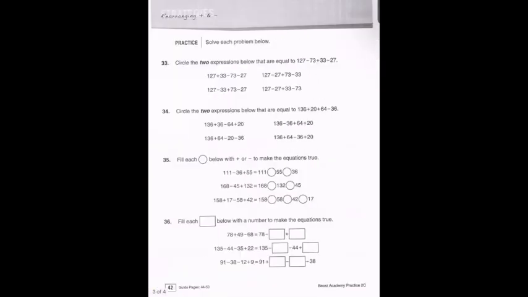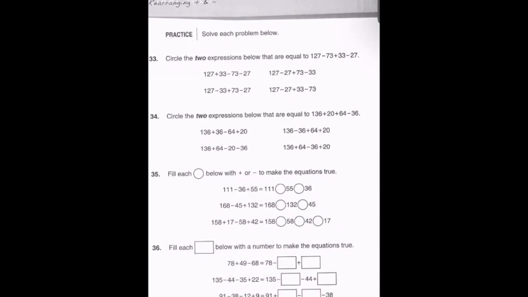Now we're going to move on to the next page. So now it says circle two expressions below that are equal to 127 minus 73 plus 33 minus 27. So now we have two correct expressions, and we're all starting with 127. And so for the first option, we add 33, so that's correct. We subtract 73, and we subtract 27. So all the signs have been kept correctly, so this option is correct.